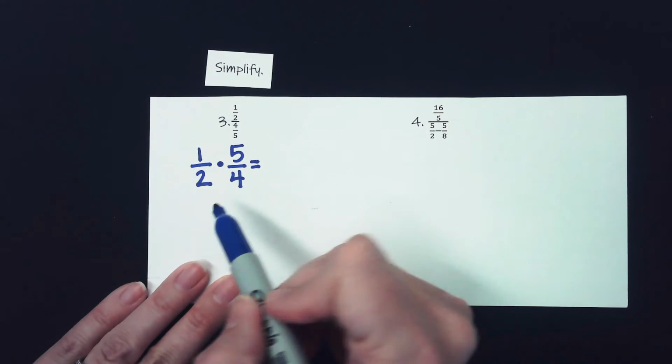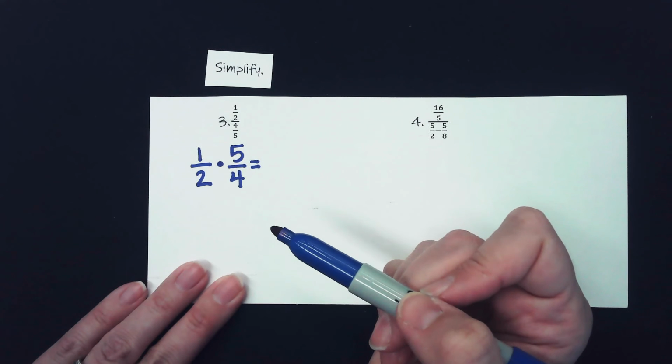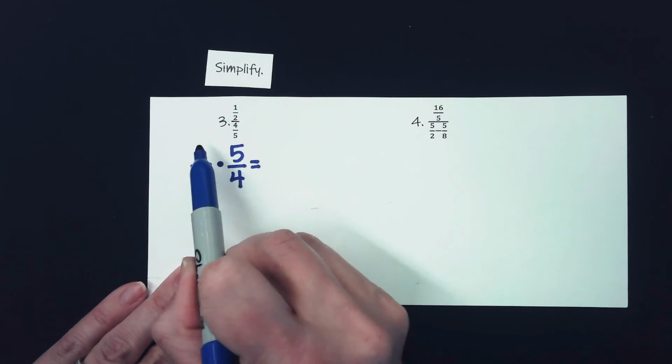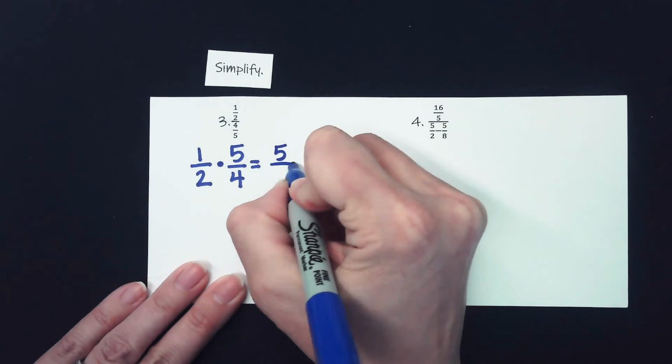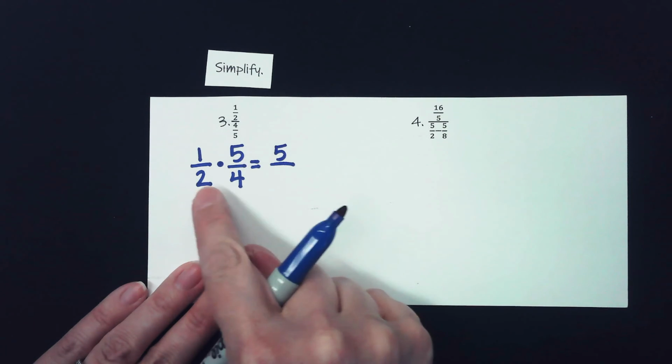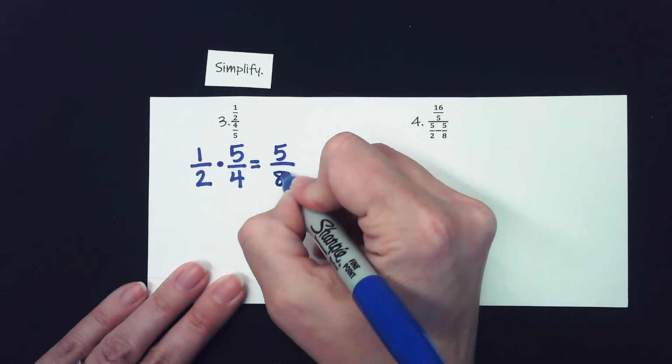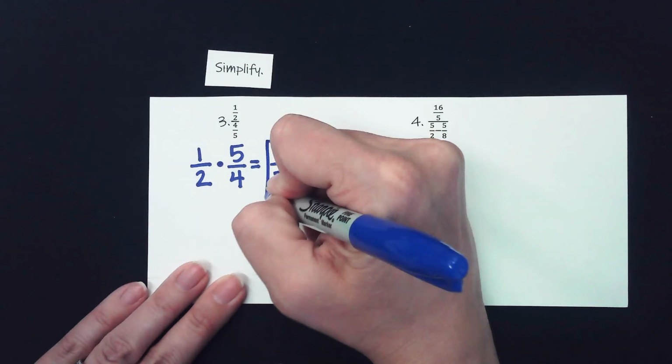So when multiplying, the denominators do not have to be the same like they do for adding and subtracting. I'm just going to multiply the numerators. 1 times 5, and I get 5. And I multiply the denominators. 2 times 4 is 8. And that doesn't simplify anymore. That one's done.